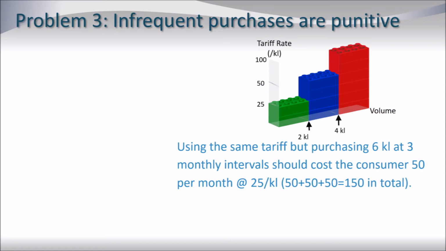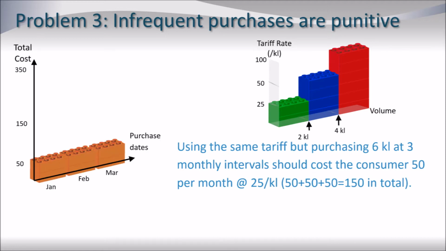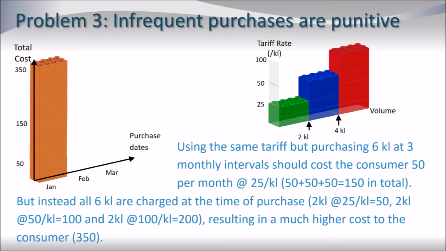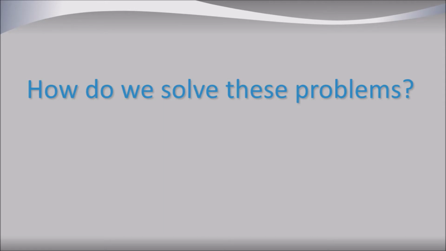In problem 3, we can see that infrequent purchases are punitive. Using the same tariff but purchasing 6 kiloliters at 3 monthly intervals should cost the consumer 50 per month at 25 per kiloliter. 50 plus 50 plus 50 is 150 for the 3-month period. But instead, all 6 kiloliters are charged at the time of purchase, so that would be 2 kiloliters at 25, 2 kiloliters at 50, and 2 kiloliters at 100, resulting in a much higher cost to the consumer. 350 versus 150. So how do we go about solving these problems?